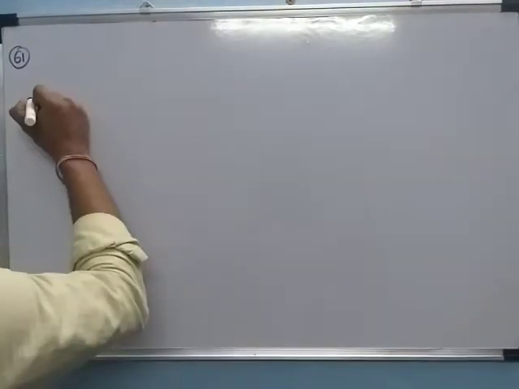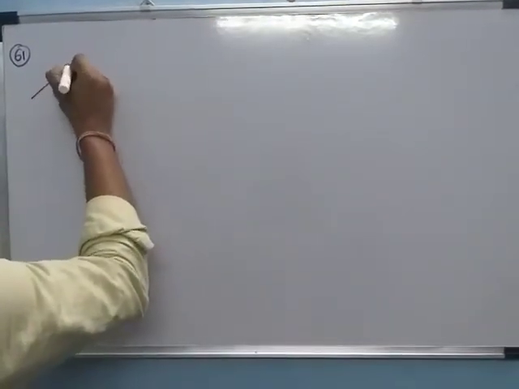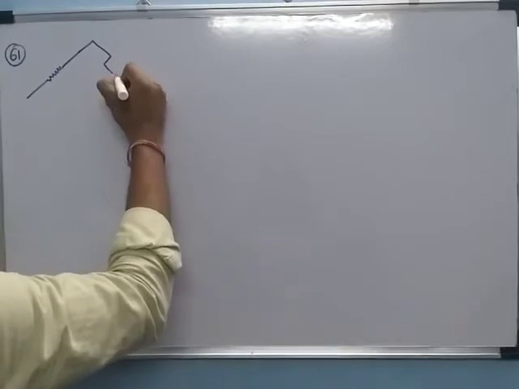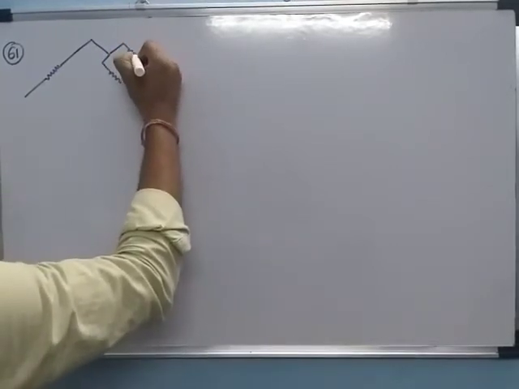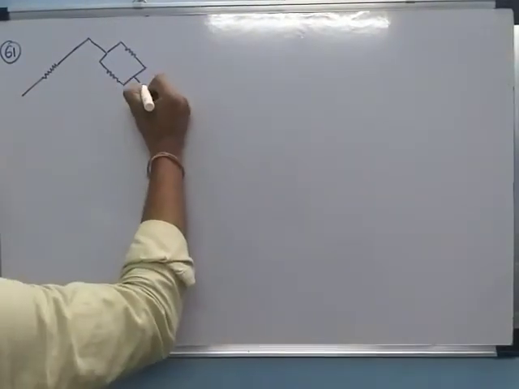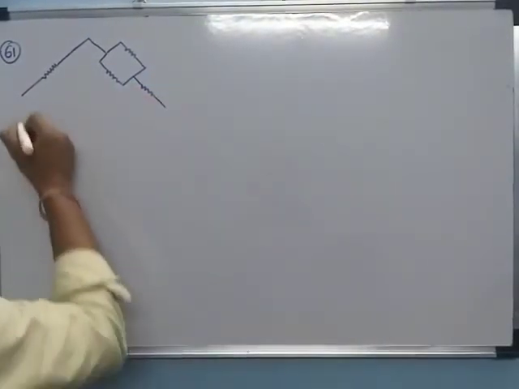Next, question number 61. In the circuit shown in the figure, what will be the value of resistance X when the potential difference between the points B and D is 0? Here is the diagram. This is one of the resistances. Now two resistances are given, and they are connected to another resistance.